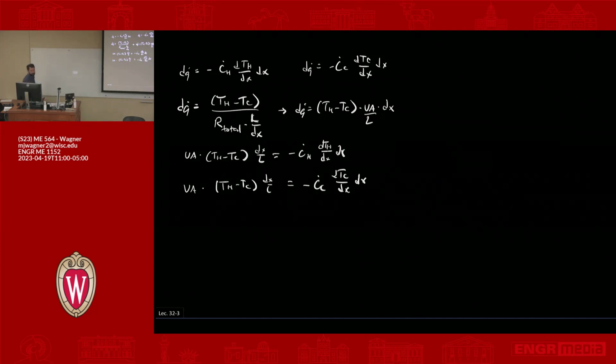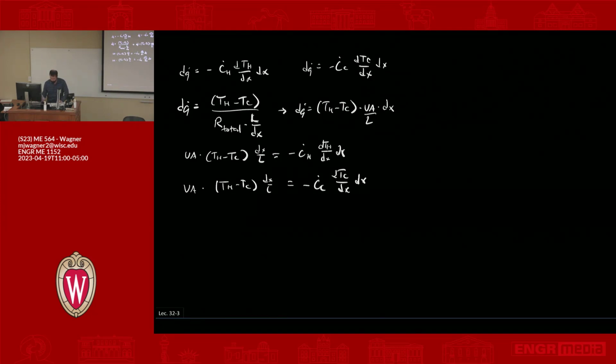OK, so we have two differential equations in terms of temperature. Q dot no longer appears. Good, so two differential equations, TH here, TC here. We have dx's. Now the challenge is just to solve this. It's not really a challenge. It's fairly straightforward. So we can solve this.